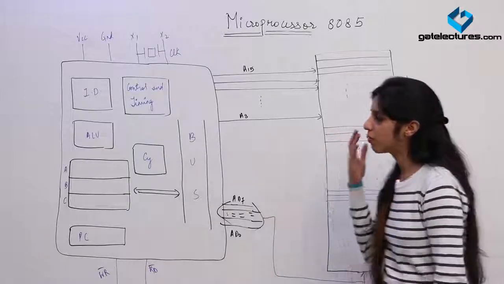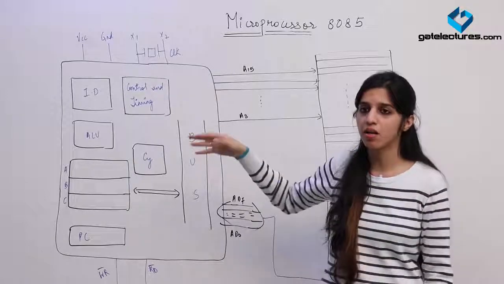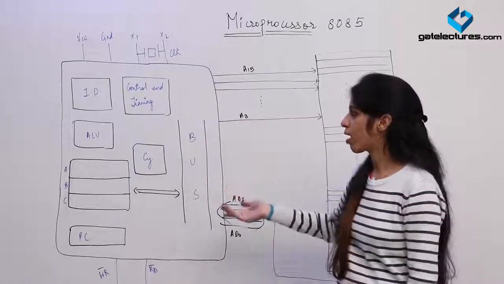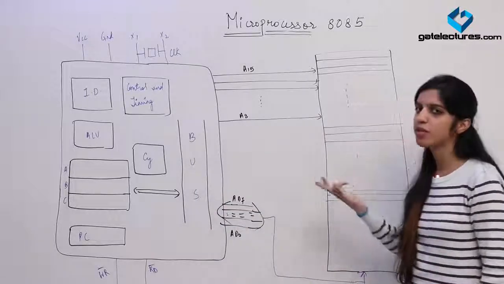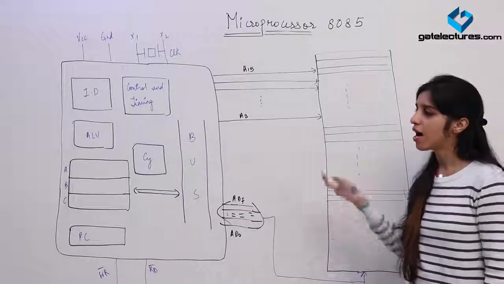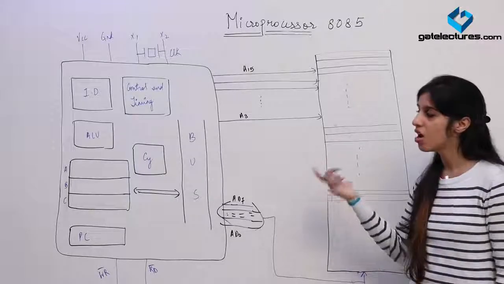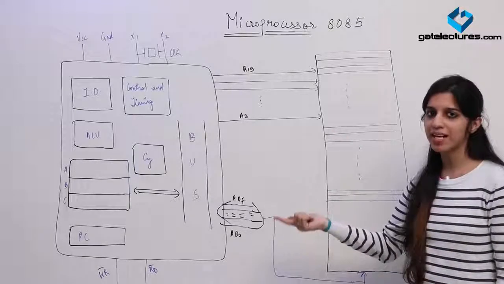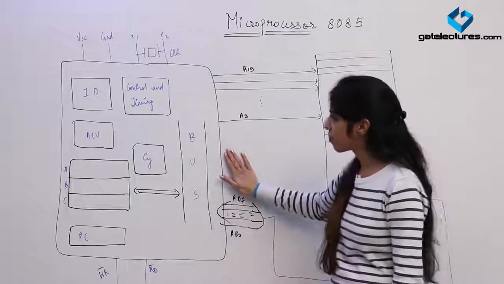So maybe somebody got an idea that we can make some IC such that it can perform a number of arithmetic and logical operations. Arithmetic operations like addition, subtraction, and logical operations like AND, OR, XOR. So with this idea, they designed a microprocessor.